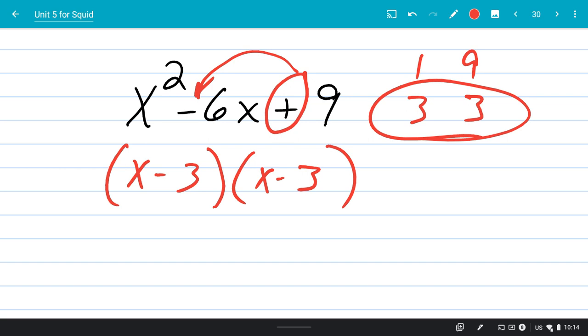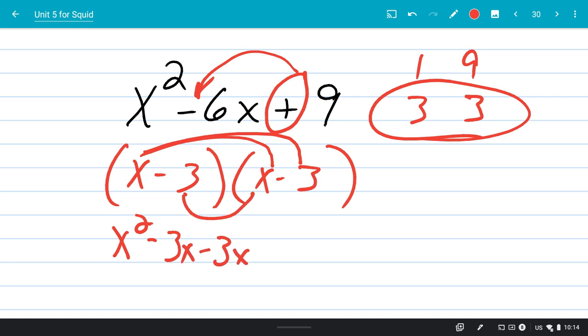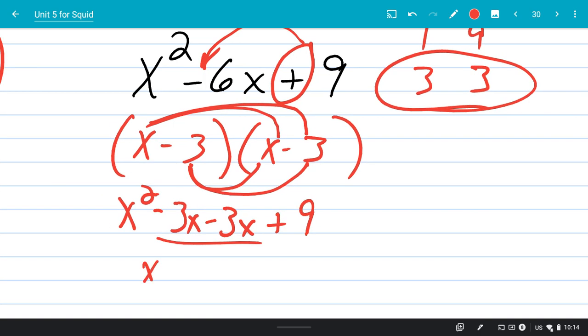How would they both be negative? Because when you're multiplying, we can FOIL to check our work. This is one thing that's cool. X times X is X squared. X times negative 3 is a negative 3X. Negative 3 times X is a negative 3X. Negative 3 times a negative 3 is a positive 9. Combine those two like terms: X squared minus 6X plus 9.